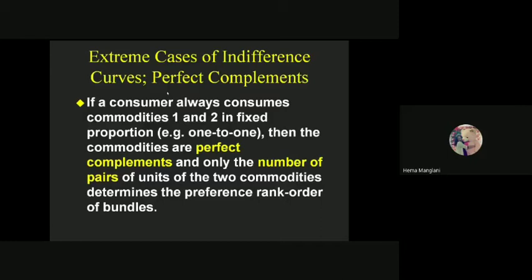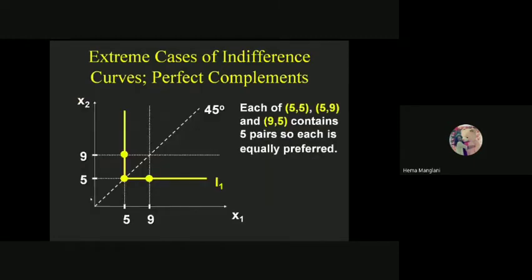Okay, so extreme cases of indifference curve for the perfect complements. If a consumer always consumes commodities 1 and 2 in fixed proportion, for example 1 to 1, then the commodities are perfect complements. So we know that the L-shaped preferences are the perfect complement preferences, and this gives you this shape of indifference curve.